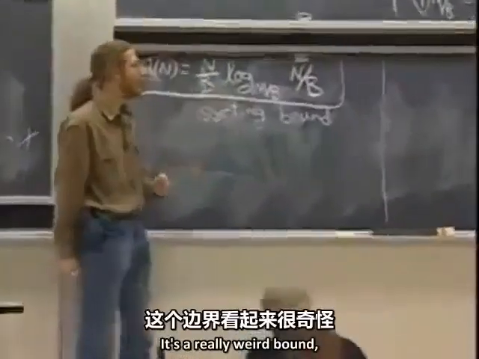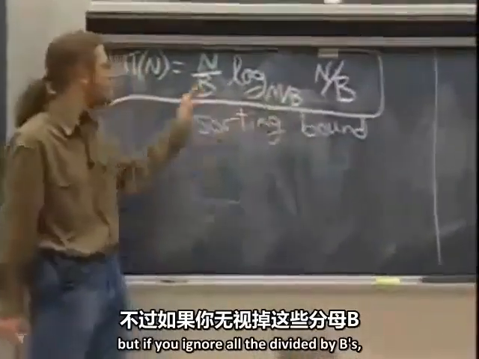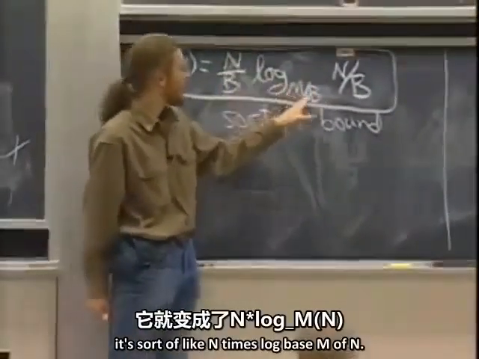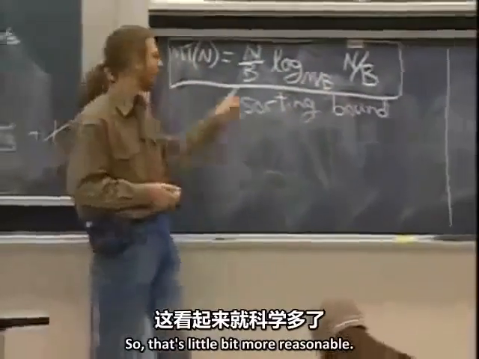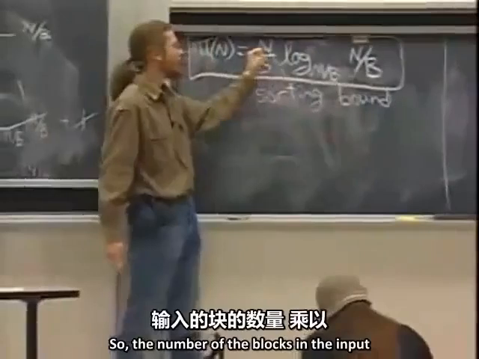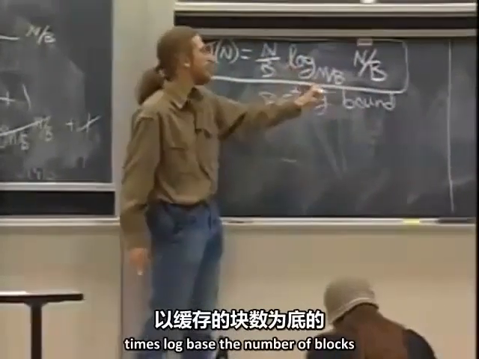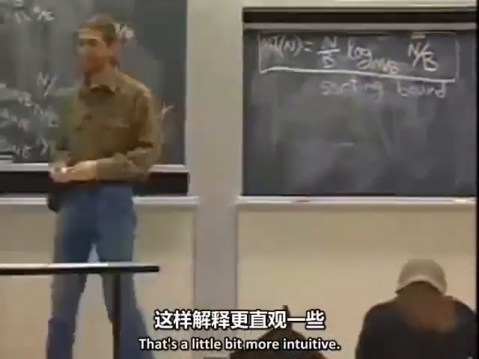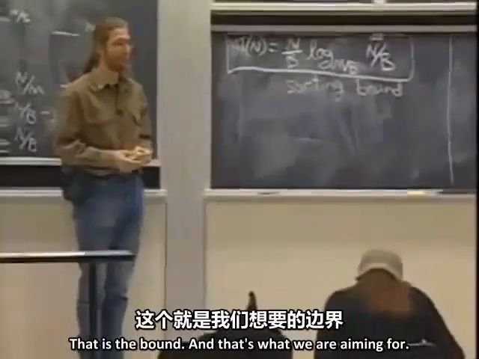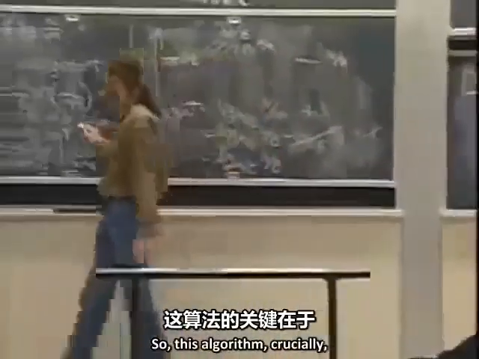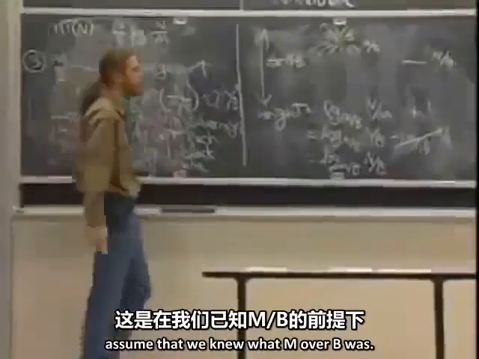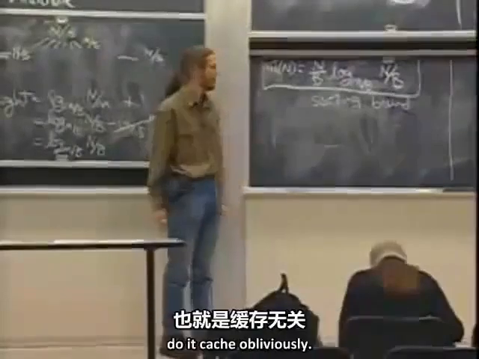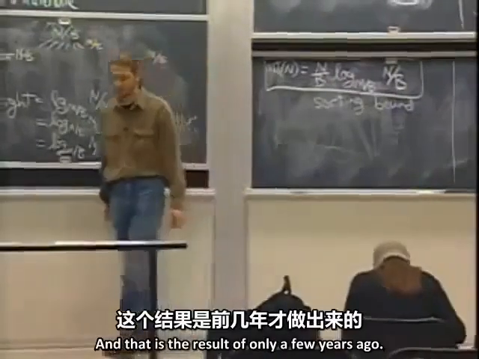It's a really weird bound, but if you ignore all the divided by B's, it's sort of like N times log base M of N. So that's a little bit more reasonable, but there's lots of divided by B's. It's the number of blocks in the input times log base the number of blocks in the cache of the number of blocks in the input. That's a little bit more intuitive. That is the bound, and that's what we're aiming for. So this algorithm crucially assumed that we knew what M over B was. Now we're going to try and do it without knowing M over B. Do it cache obliviously, and that is the result of only a few years ago.